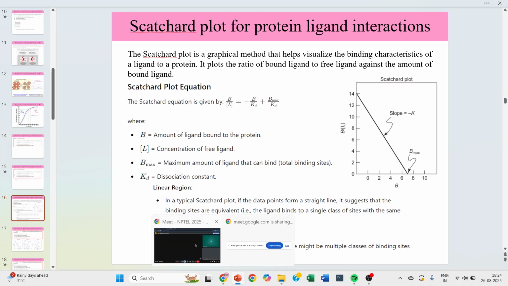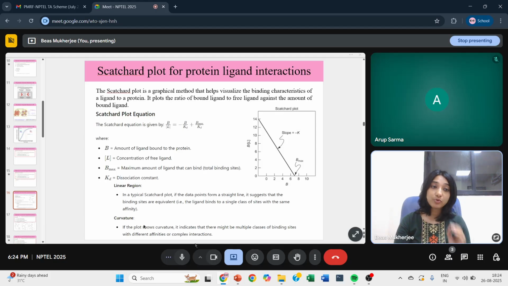Okay, now we go to something known as the Scatchard plot. Whenever we are talking about protein-ligand interactions, how do we quantify them? That is done using the Scatchard plot. Now the Scatchard plot is very important, so you have to understand this. It is a very simple concept but very important for your exams also.